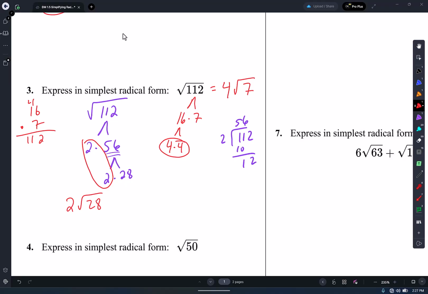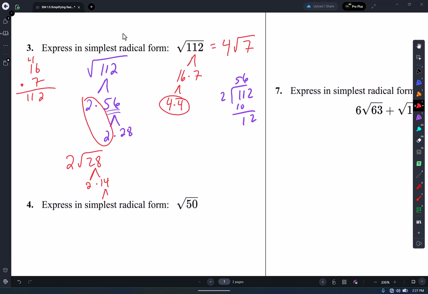That's not 4 square root of 7. Okay, hold on. Hold your brakes. You see that 28? I'm going to break it down again. It's an even number. I can divide it by 2. So I'm going to say 2 times 14, because 15 plus 15 is 30. Are we still okay? Look at that 14. I can break it down.